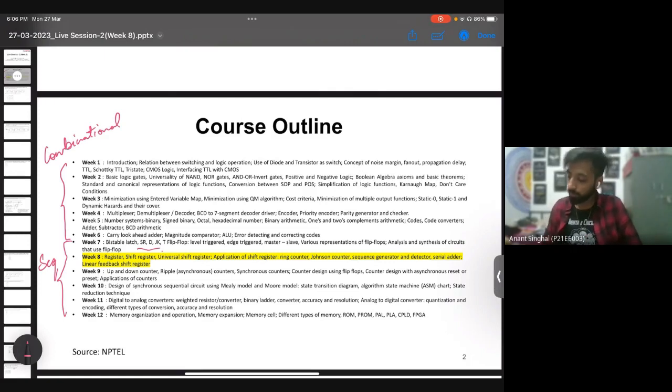So in this week, as you can see, we have contents which cover shift registers. I'll tell you the basics of it: what a shift register is, through questions obviously, and what the basic applications of shift registers are, such as the ring counter and Johnson counter. All of these will be covered in this week's lecture.